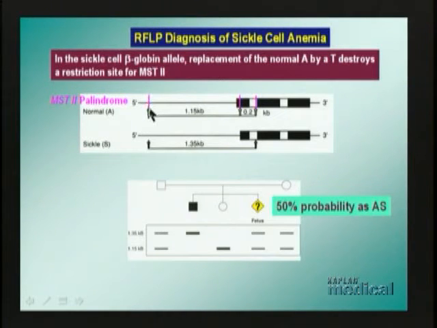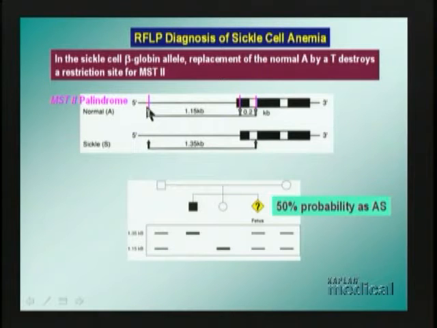This line here is a palindrome for MST2. Here's another palindrome, and here's another palindrome. Notice how 2 of these palindromes are within the beta globin gene, and this palindrome shown here on the left is far removed from the beta globin gene. But there are 3 palindromes in the vicinity of the beta globin gene.